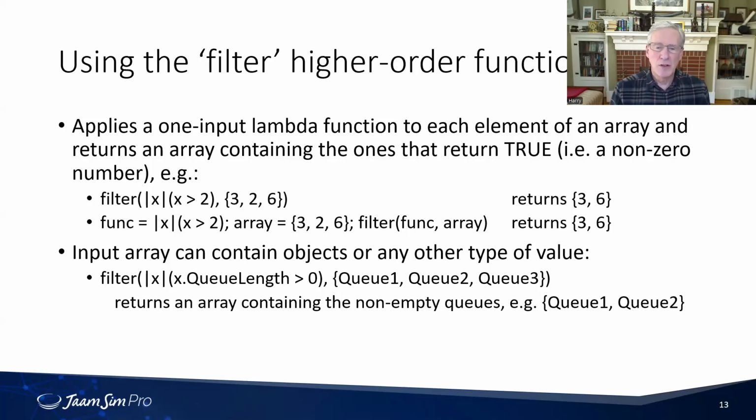So a more that illustrates the function of it. A more common application in a JaamSim program would be, say, wanting to know which queues are non-empty, and there the example here shows testing the queue length greater than 0, applying it to three different queues, and it returns the non-empty ones.